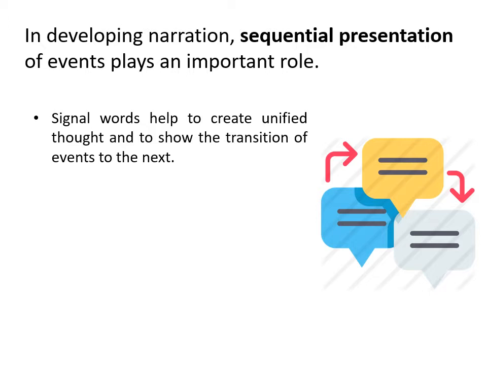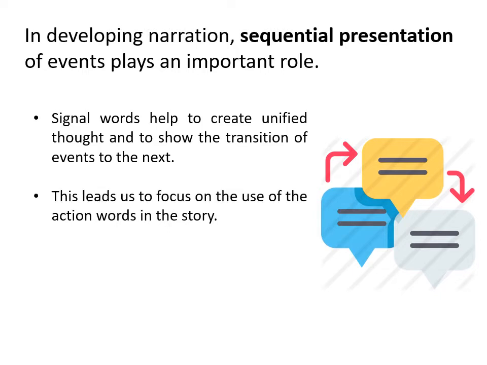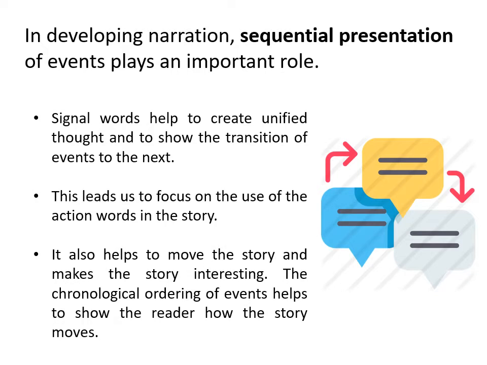There are signal words that help to create unified thought and to show the transition from one event to the next. This leads us to focus on the use of action words in a story. It also helps to move the story and makes the story interesting. The chronological ordering of events helps to show the reader how the story moves. In other words, again, when you write a narration paragraph, remember the sense of time is important. The events should be arranged in chronological order, meaning from the first event to the last event.